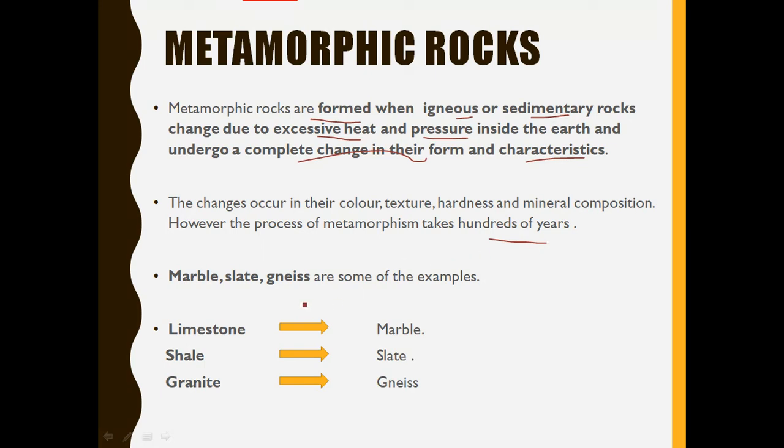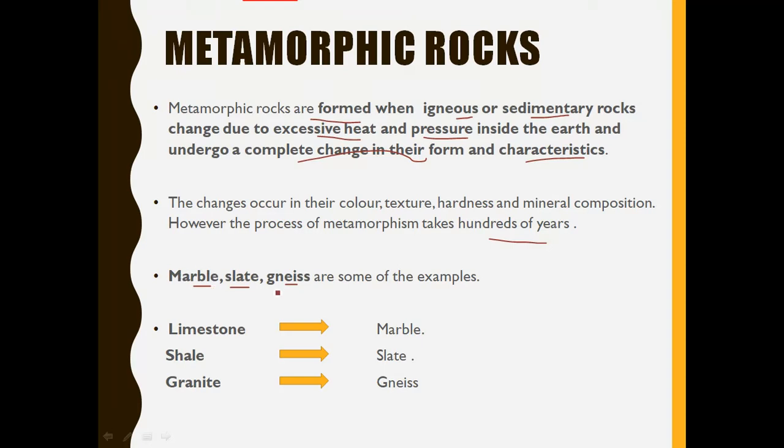So, what are the examples of these rocks? Like marble, there is slate, and gneiss. They are the examples of the metamorphic rocks. So, quickly, what are the examples of the igneous rocks? Basalt and granite. Examples of sedimentary: sandstone, limestone. And the metamorphic is marble, slate, and gneiss.